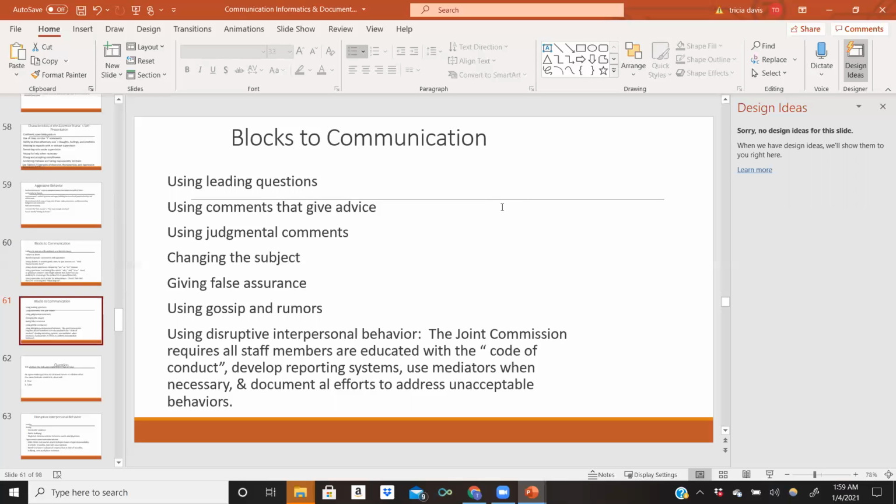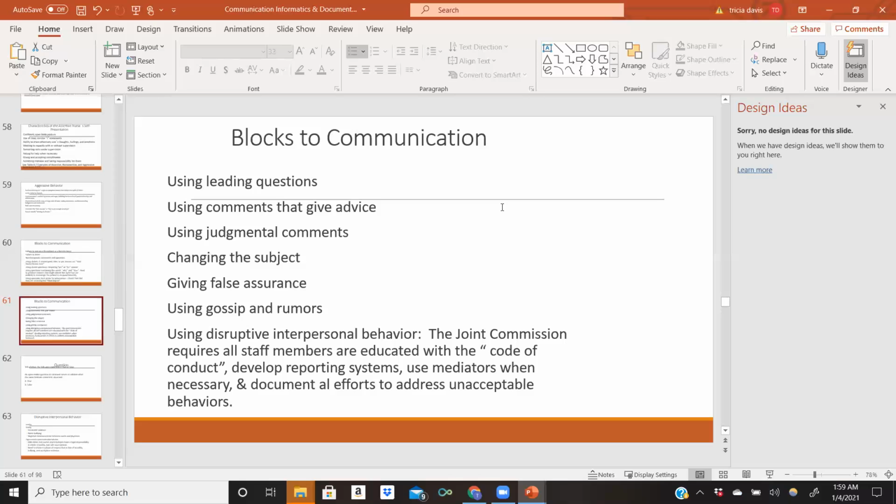You want to avoid using comments that give advice. Giving advice often implies that the nurse knows what's best for the patient, and we don't always know what's best for the patient. It denies them the right to make their own decisions and have their own feelings about their care. It also increases the patient's dependence on caregivers because they feel like they don't have a say.